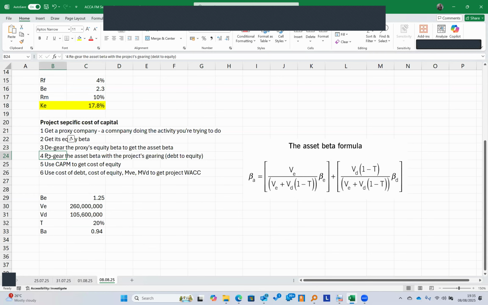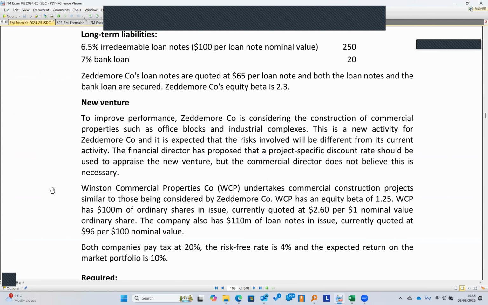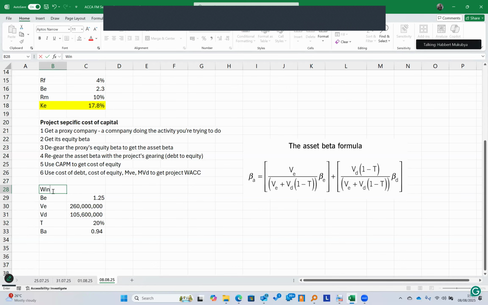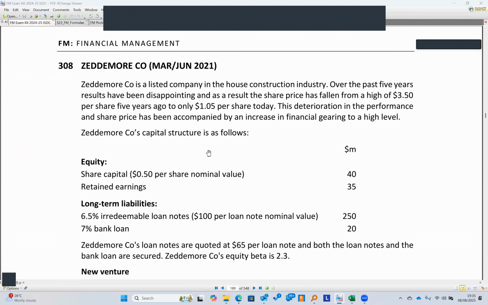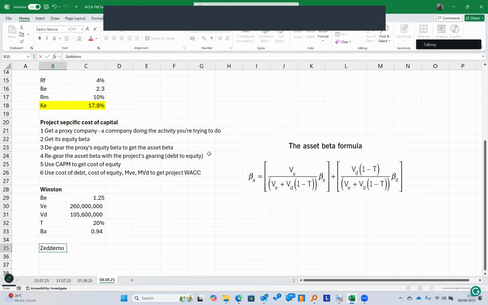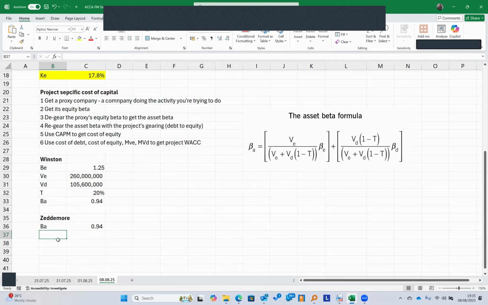Now step 4 means year. So I can put here Winston, so that you know that this is for Winston. So then I can now put here for Zeddemore. Now for Zeddemore, we are going to get this asset beta, the one we have got from up. And now we need to find the value of equity, value of debt, tax, and then get the equity beta.